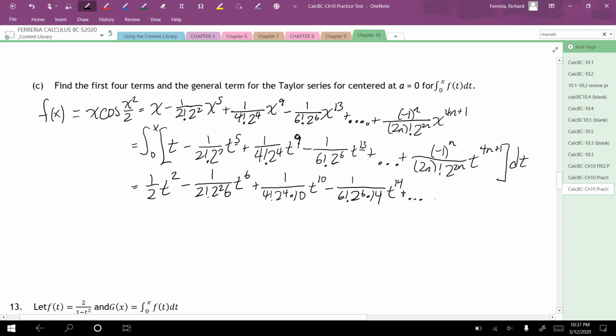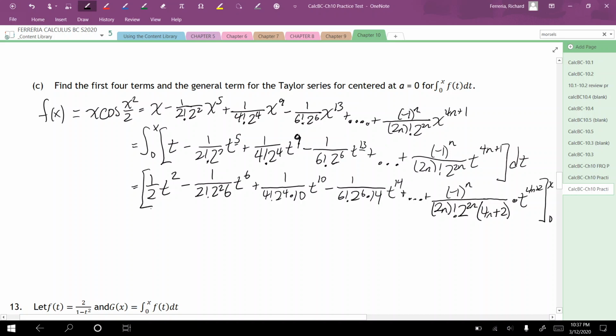And then for everyone's favorite, the general term, negative 1 to the n, quantity of 2n factorial, 2 to the 2n, and then 4n plus 1 plus another one is 4n plus 2. And then we'll multiply that by t to the 4n plus 2. Right bracket that from 0 to x. And that's the whole process of integration.